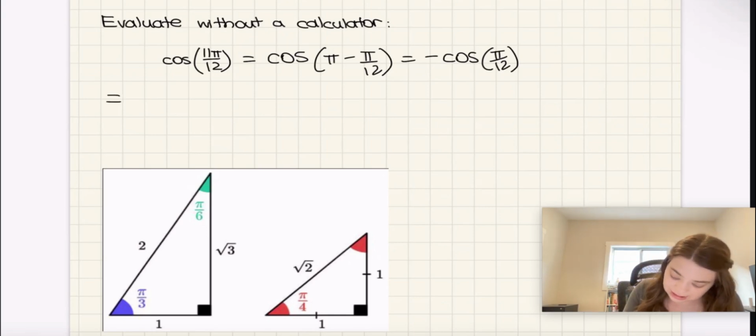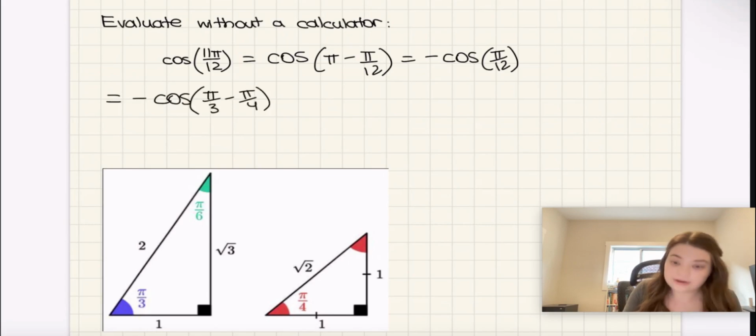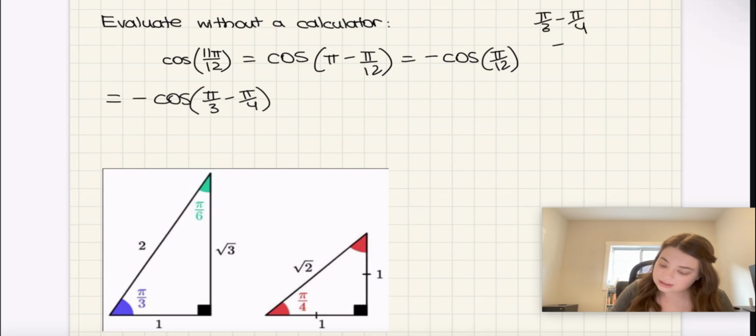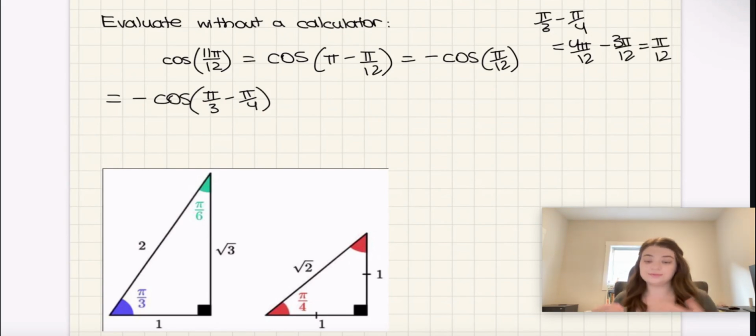So therefore, this is equal to negative cosine of pi over 3 minus pi over 4. And just to prove that that is the case really quick, pi over 3 minus pi over 4 is equal to, if we multiply both numerator and denominator of the first one by 4, we get 4 pi over 12. And if we multiply numerator and denominator of the second one by 3, we get 3 pi over 12. And so that's going to give us pi over 12. That's just there to prove that, yes, pi over 3 minus pi over 4 is indeed the same as pi over 12, and so we're allowed to make this substitution.